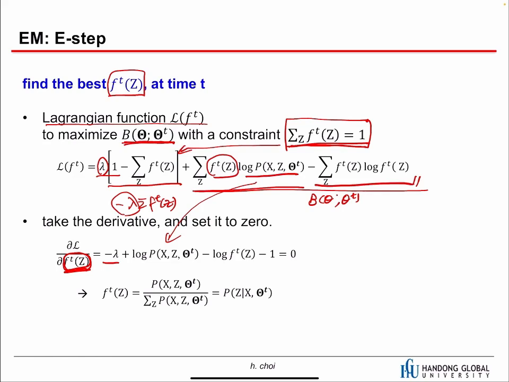Now we have f of z here, then this one will go here, and this one we take a derivative of. So first we focus on this one, we take a derivative of this one, which is minus log f t of z, and if we take a derivative from this side, then this one will be f t of z times f t of z, 1 over f of z. Then we cancel, so we have minus 1.